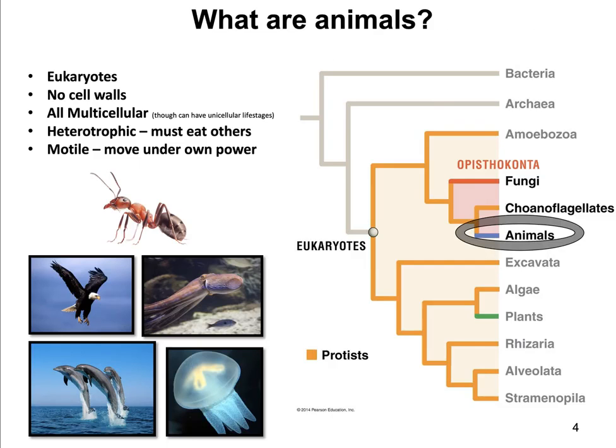But first we need to understand, what do I mean when I say an animal? So an ant, an eagle, a squid, a jellyfish, a dolphin. These are all examples of animals.